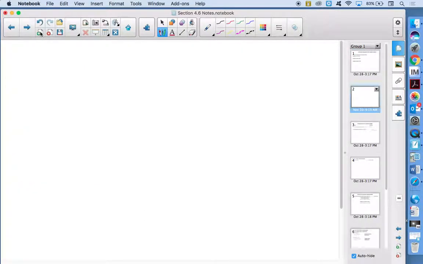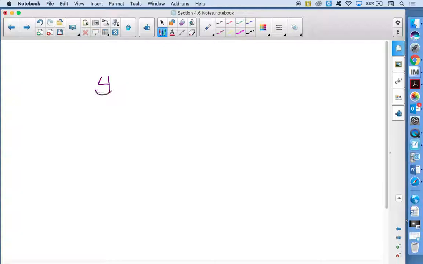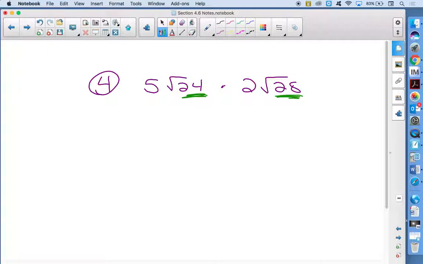So number 4 says 5 times the square root of 24 times 2 times the square root of 28. You could choose to multiply 24 and 28 together first, or you could break those two numbers apart and multiply last. So Tyler, what did you do first?